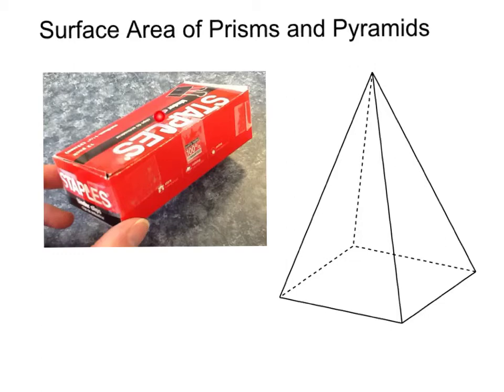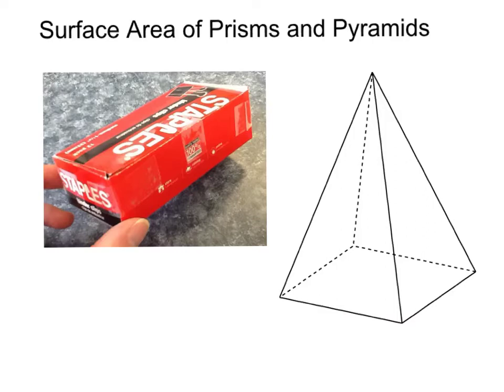So here we'd have one side, a second side, a third side, a fourth side, a fifth side, and then a sixth side underneath. Of the pyramid, we would have the front face, the 2 side faces, and then the back face, as well as the base. So we'd actually have 5 different sides to calculate the surface area.